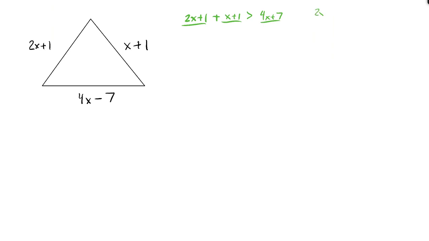So let's see, 2x plus 1 plus 4x. Oh, it was minus 7, and I wrote plus 7. That would have been an error. Okay, so 2x plus 1 and then 4x minus 7. Those two add together to be bigger than x plus 1. And then the last side I'll do below in the middle, okay? And then the last one is the x plus 1 side plus the 4x minus 7 side has to be bigger than the 2x plus 1 side.